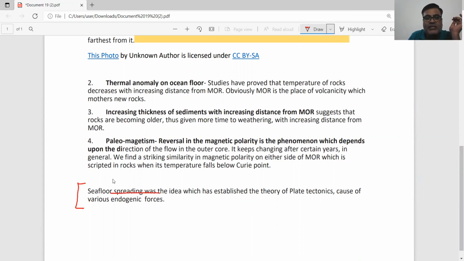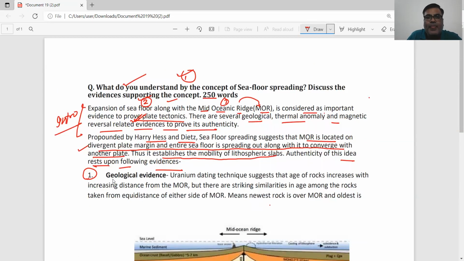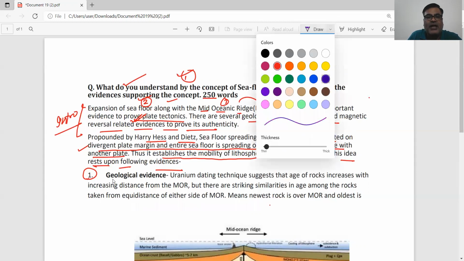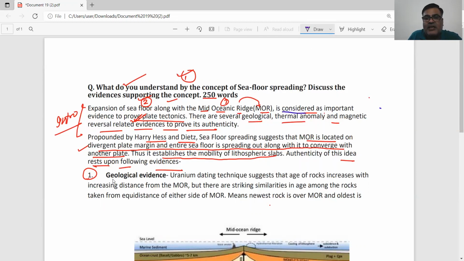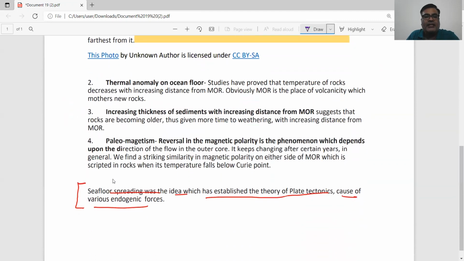Sea floor spreading was the idea which established the theory of plate tectonics and the cause of the various endogenic forces. Fine. Now it seems to be okay, sir, it is fine. But you see that I have talked about almost everything here, the same thing I have talked about here, that it is considered as the important evidence to prove plate tectonics. So now tell me, what is the difference between this one and this one and this one? It is almost the same. It looks new, but it is not. And that's why, in my viewpoint, it is not a correct way.